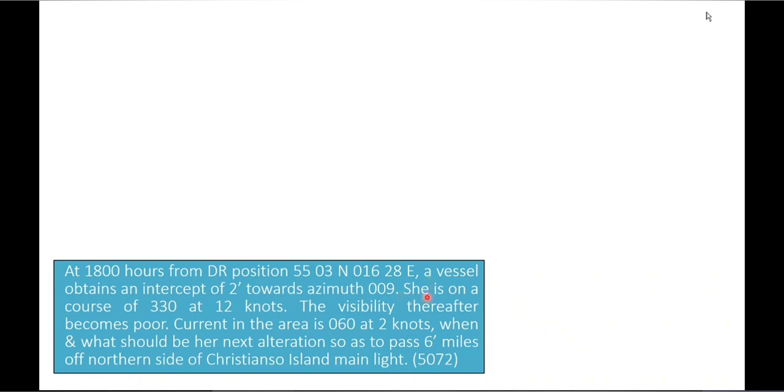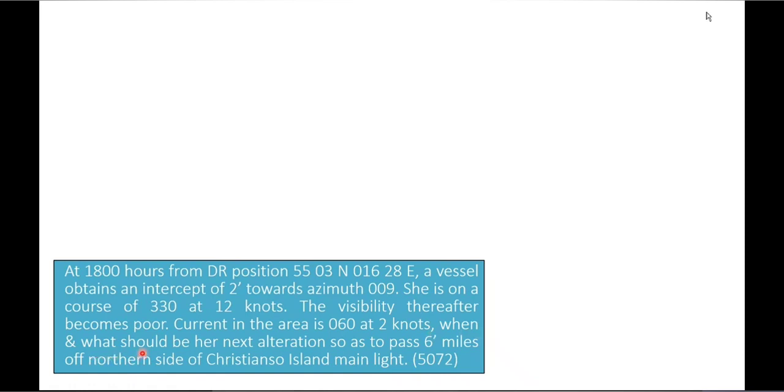She is on a course of 330 at 12 knots. So the vessel is steering 330 course. The engine speed is 12 knots. The visibility thereafter becomes poor, a restricted visibility scenario. Current in the area is 060 at 2 knots. So you can see the set and the rate of the current is also provided to us.